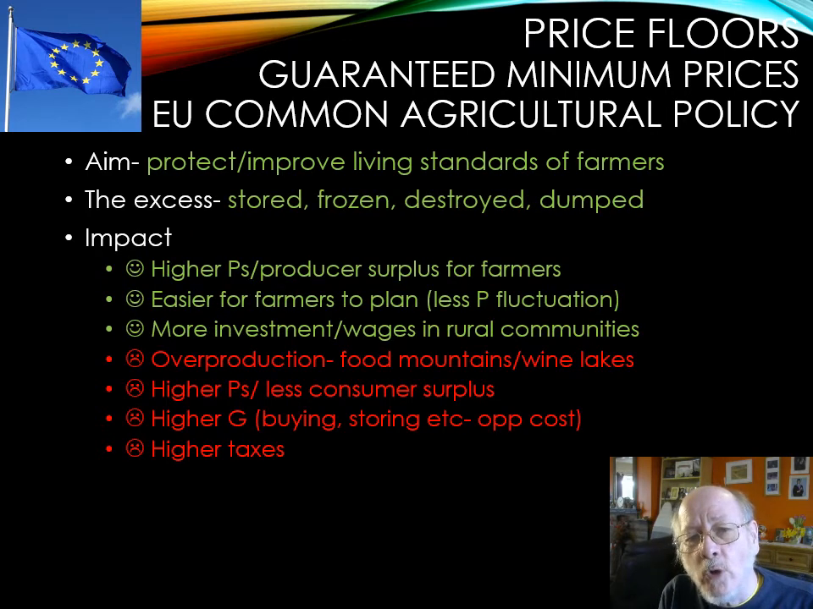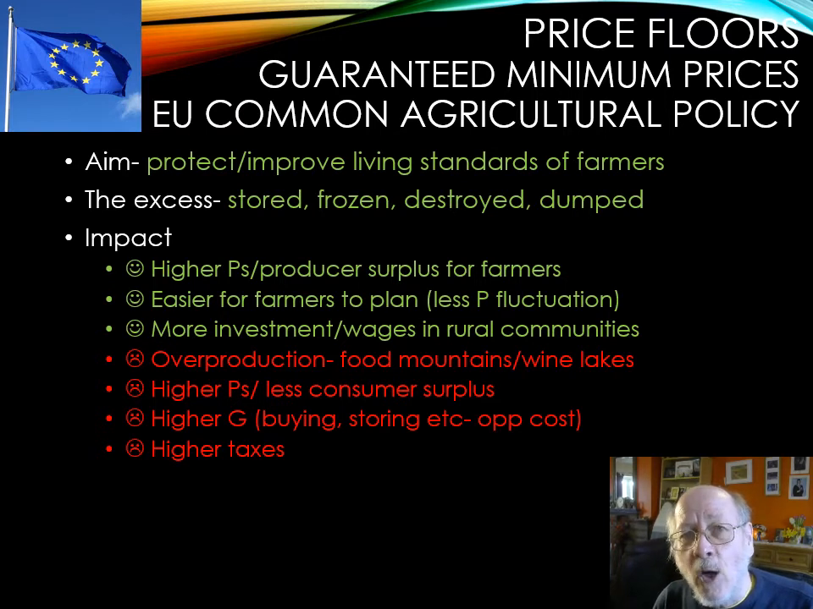So if we look at the pros and cons, well, a pro in terms of who benefits: obviously, farmers are going to benefit. They're going to get higher prices, higher producer surplus. Also, because they've now got a guaranteed minimum price, it makes it easier for them to plan because they're dealing with less price fluctuations. Agricultural produce tends to be subject to quite large price fluctuations because of the instability of supply and the inelasticity of both supply and demand. And of course, it means that they've got more money to invest into rural communities, or perhaps to pay their workers.